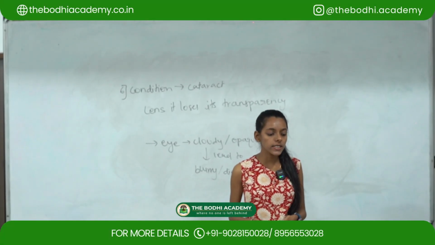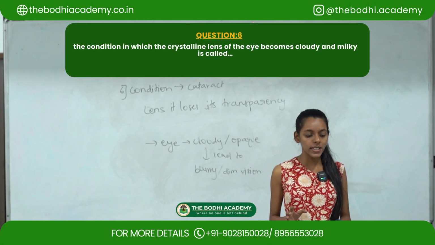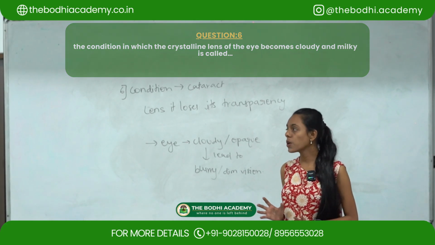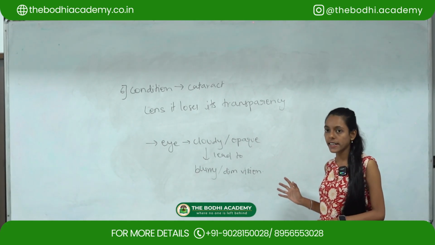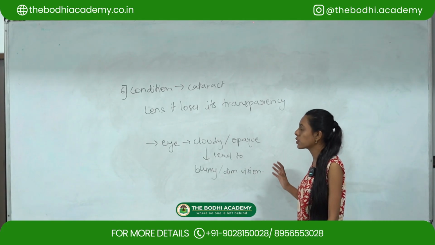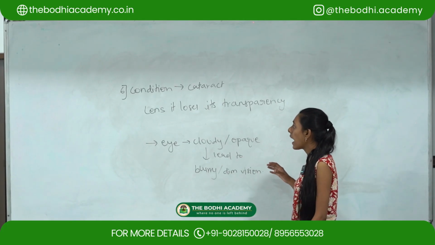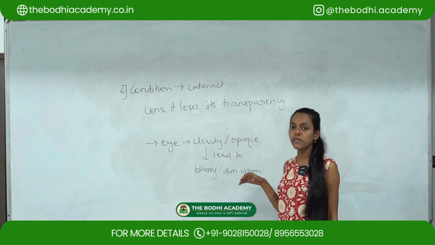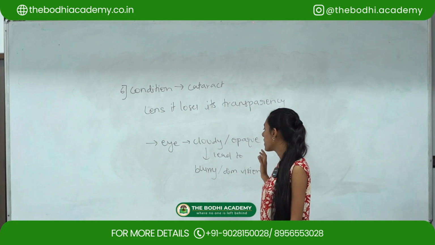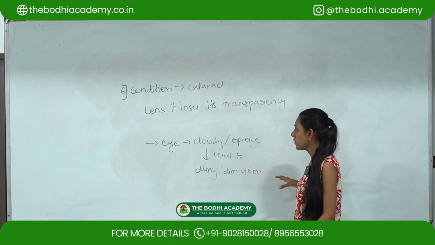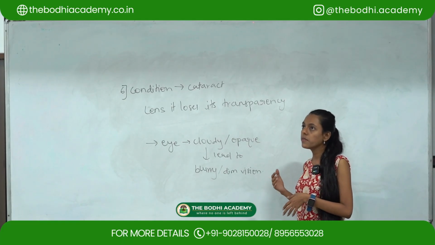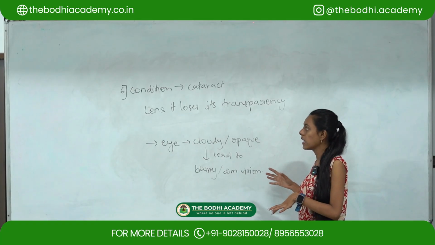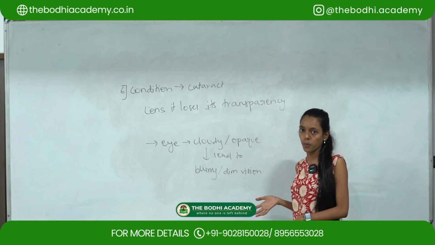The next question is, the condition in which the crystalline lens of the eye becomes cloudy and milky. This condition is called cataract. What happens in cataract is the lens loses its transparency, and the eyes become cloudy or opaque, which leads to blurry or dim vision. Just think of it as a rainy day, when your window becomes foggy and you are not able to see through it properly.